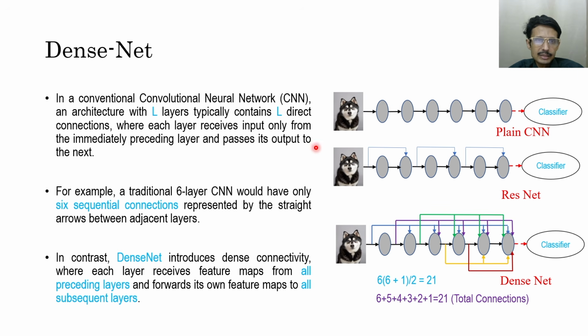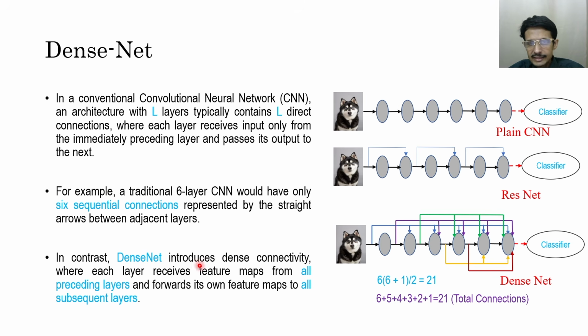Each layer receives the preceding layer's output and passes its output to the next. So this is very simple. For example, a traditional 6-layer CNN has 6 sequential connections, as we have seen, represented by the straight arrows between adjacent layers. In ResNet, there are additional skip connections. But in our DenseNet, you can see this.